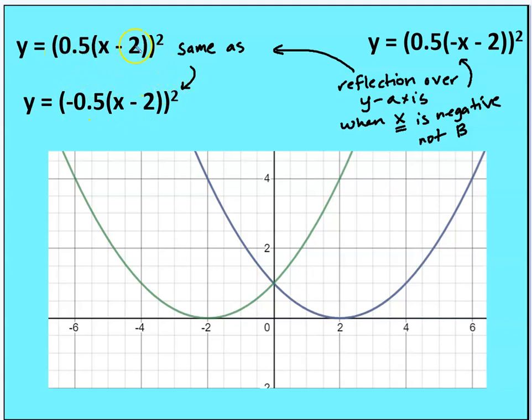So this equation is the same as this one graphically. In order to reflect it, we need to change that negative or plus sign to this x value. Okay, so just keep in mind that when you're applying a negative sign in order to reflect it over the y-axis, that negative sign needs to be applied to the x.